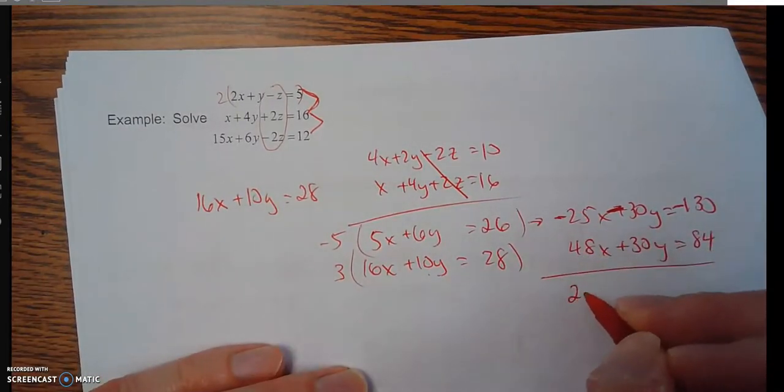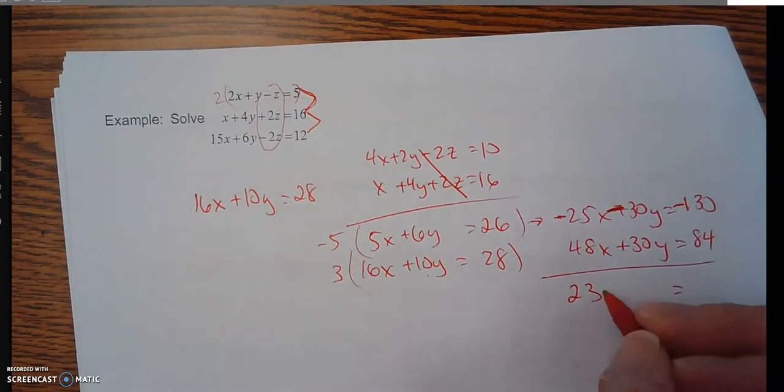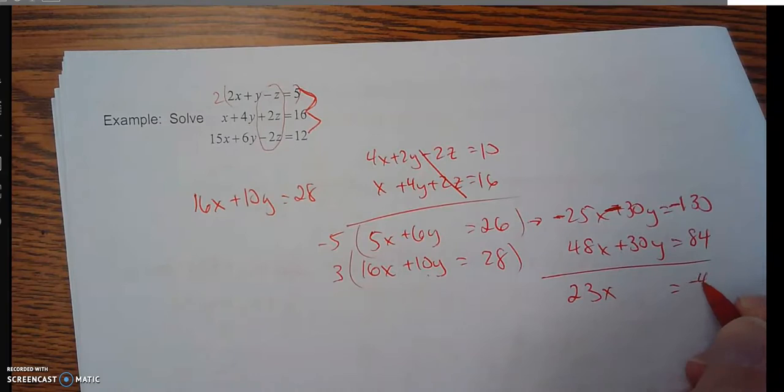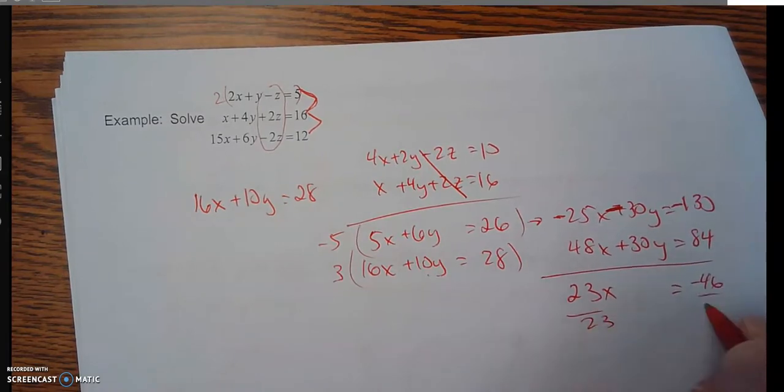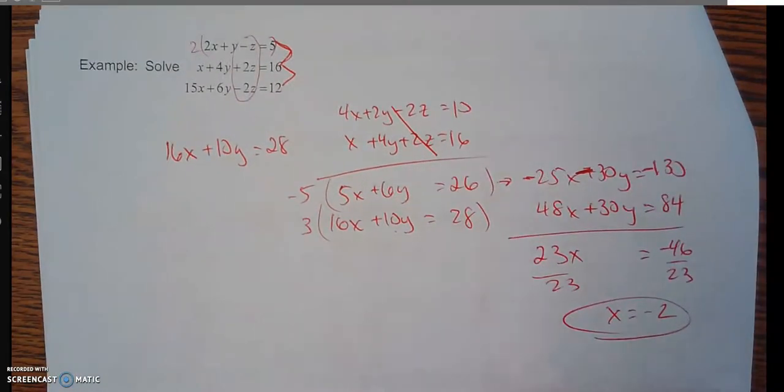Okay, now I'm going to add straight down here. So this would be a 23x, and that would be a negative 46. So I divide by 23. X is negative 2. So, like we said yesterday, once you got your first one, you're about halfway done.